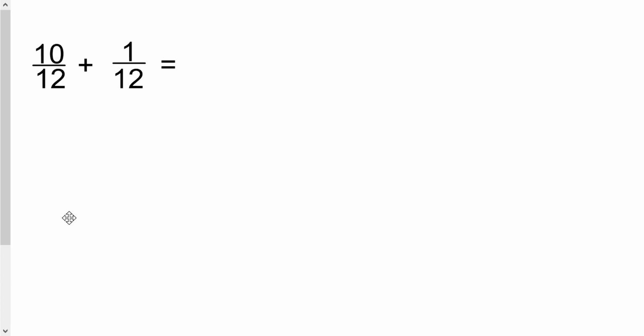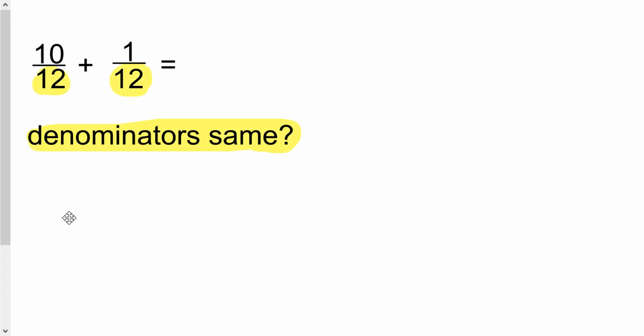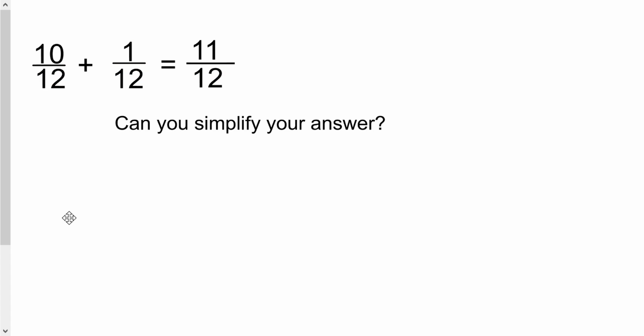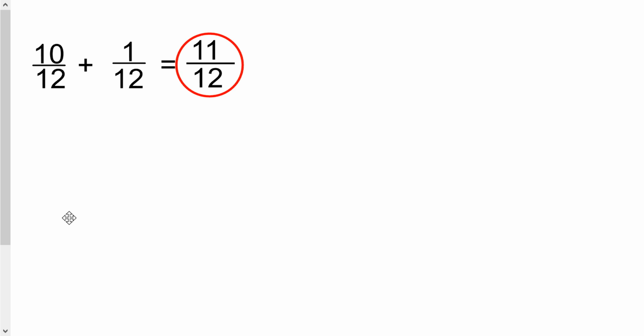So we have two fractions right here, and we check the denominators. Are they the same? Yes. So we'll keep the bottom of the answer the same. That'll be a 12. And then we just look at the top and we go ahead and add, since it's saying to add. 10 plus 1 is 11. Can we simplify 11/12? No. So we did check, and the final answer is 11/12.